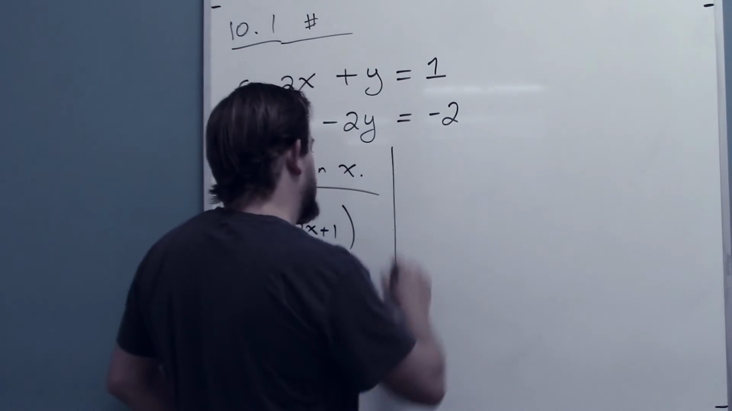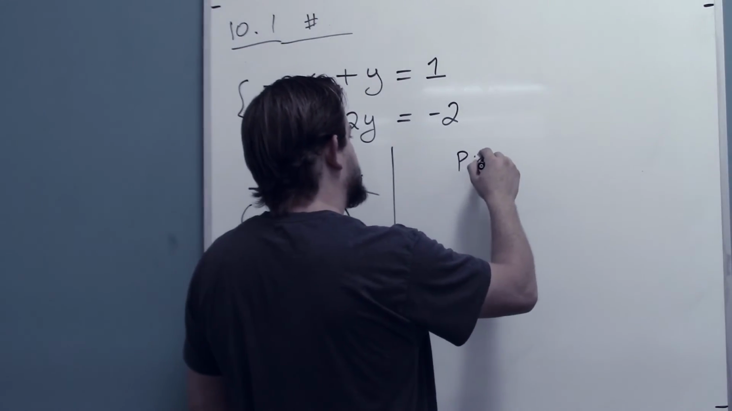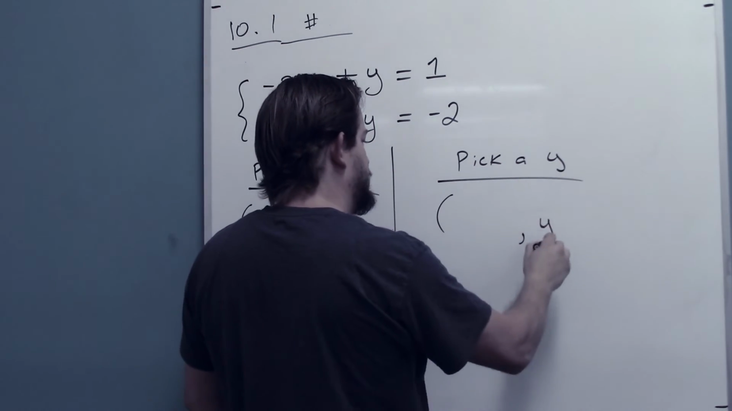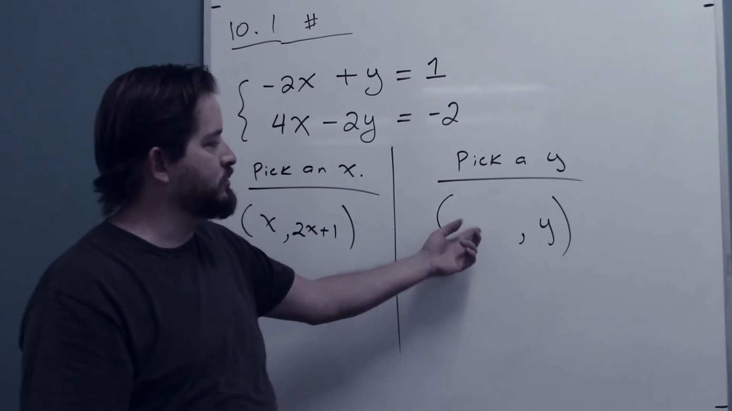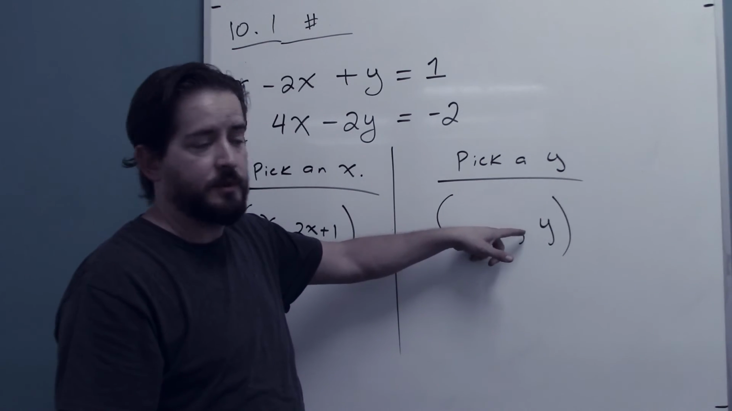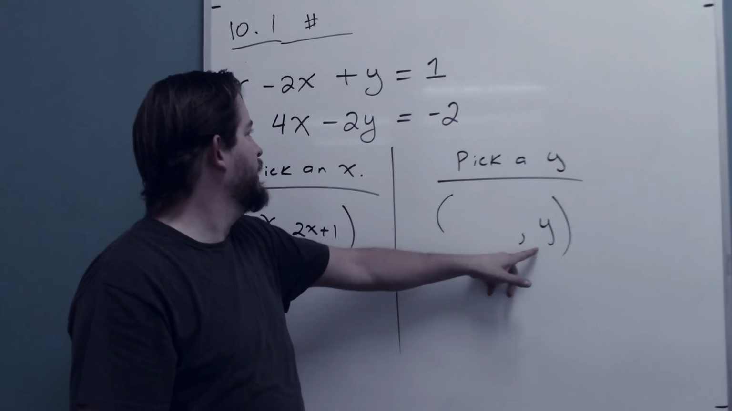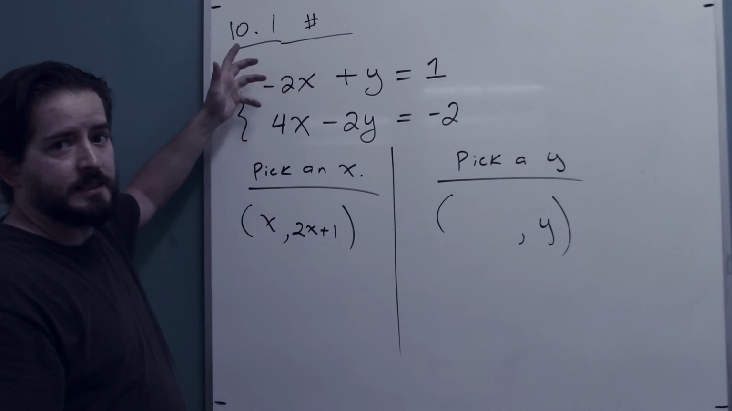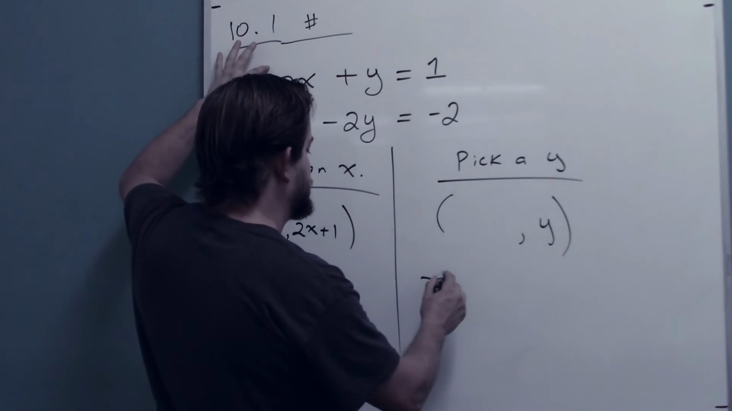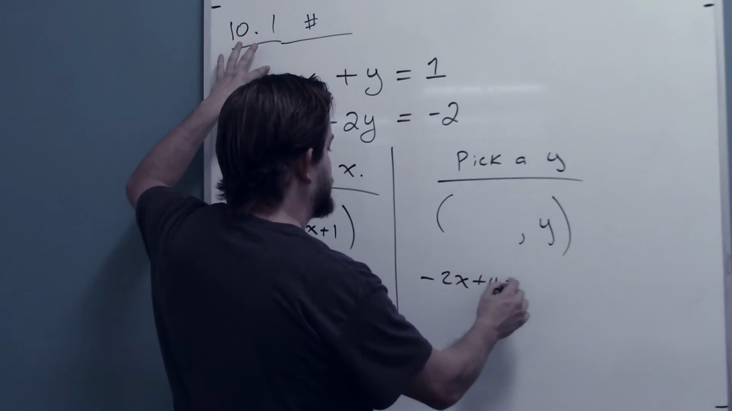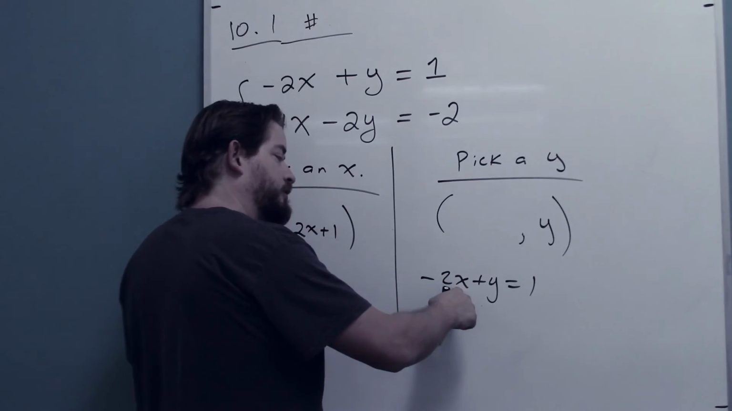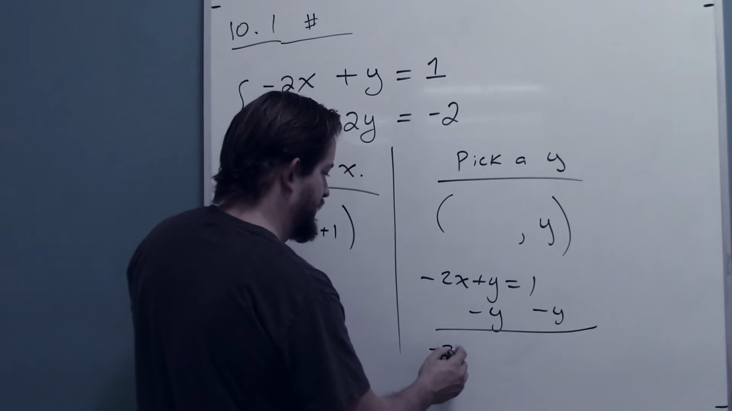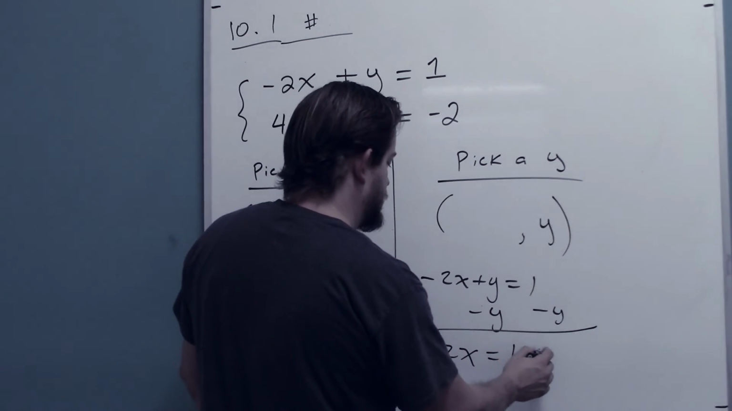Let's say we pick a y and figure out what x is. In that case, we're going to have some y value, and then whatever x is has to be the appropriate x value to match up with that y. But how do I figure out what that x is? Again, I just have to solve one of these for x and see what it is. So this, negative 2x plus y equals 1. I want to solve for x, so I'm going to subtract y to the other side. That gives me negative 2x equals 1 minus y.